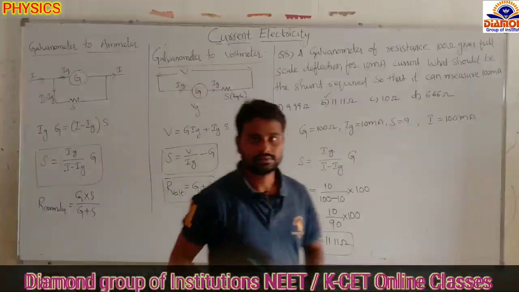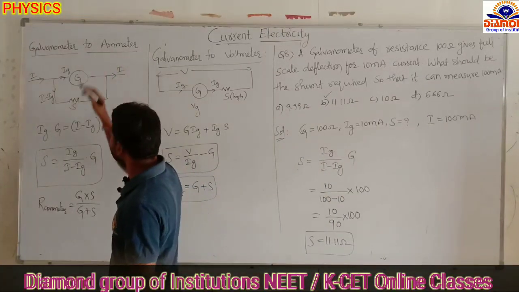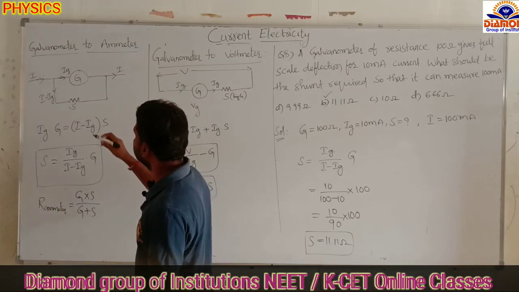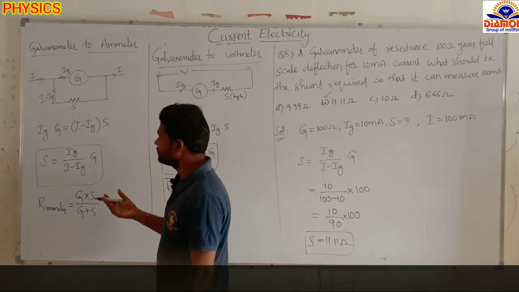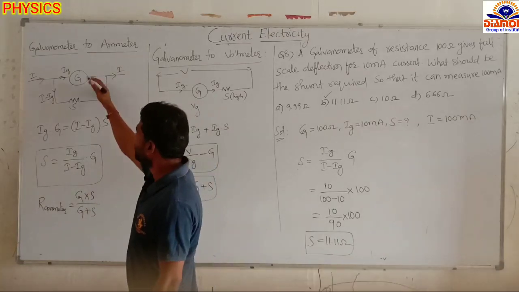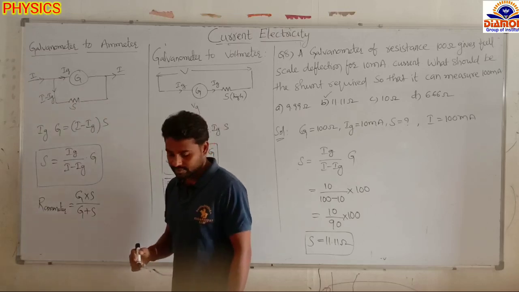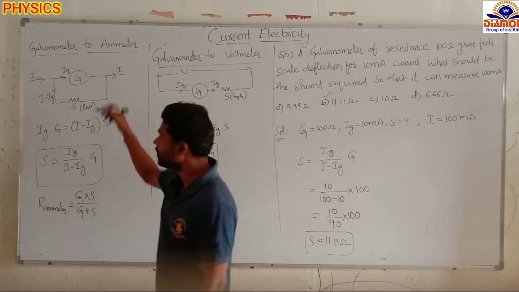Okay, see the next concept, galvanometer to ammeter. Already you know how to convert a galvanometer to an ammeter. When we convert a galvanometer to an ammeter, if the current flowing through the galvanometer exceeds the limit, it will be damaged. So to protect it, we connect a resistor which has low resistance in parallel to the galvanometer.